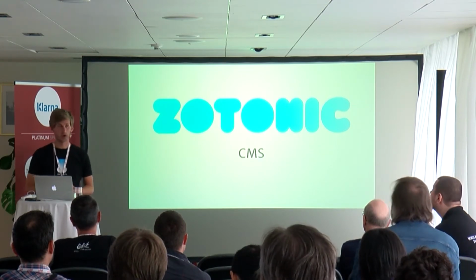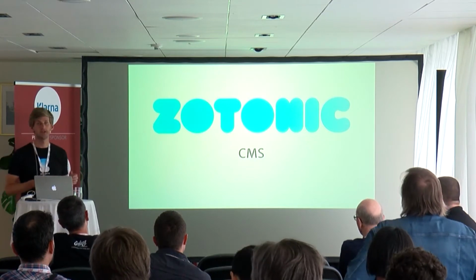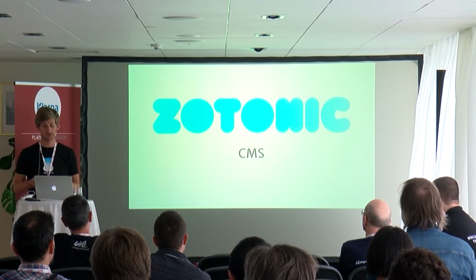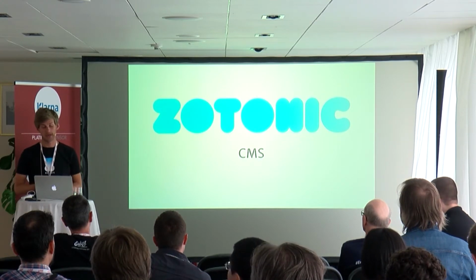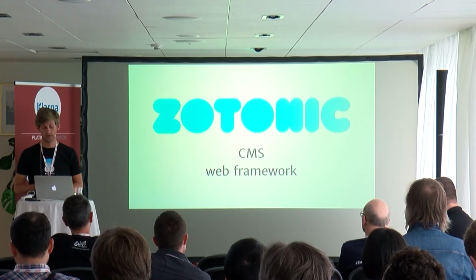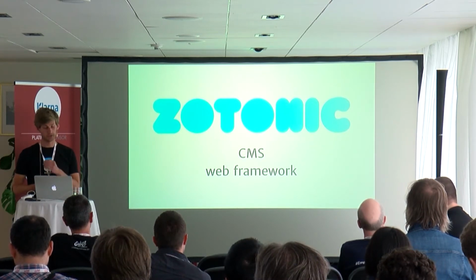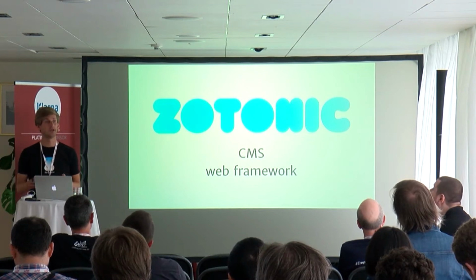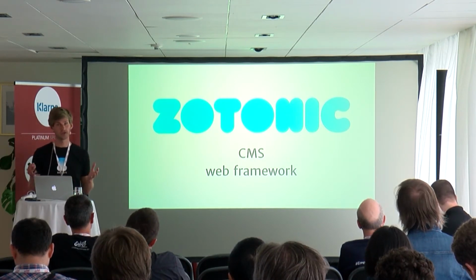So Zotonic is both, I already mentioned this, a content management system, like Django, like the other ones, and a web framework. It's all written in Erlang, obviously. It's free and open source. Comes with a web server built in, an email server. It tries to do a lot of stuff for you.